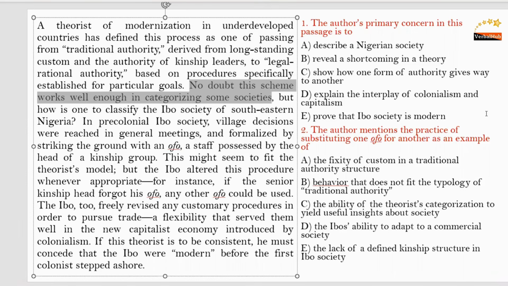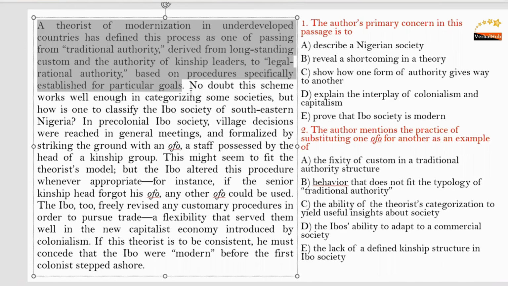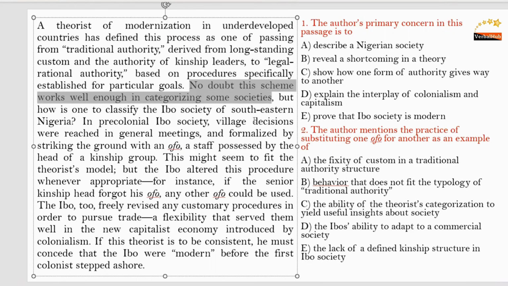They're saying that in some particular situation, this scheme will work. This scheme works in categorizing some societies. No doubt, this works well enough in categorizing some societies. So the first question was raised. It is not general, but some. So is this a question or is this support? This is support. Okay. So if it is support, then you should not mention some societies.